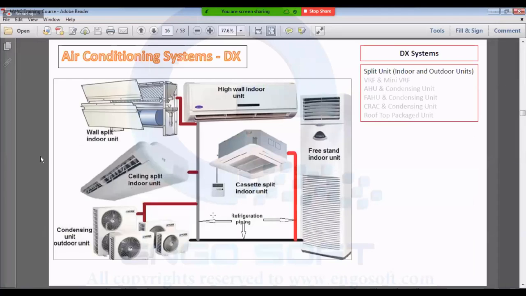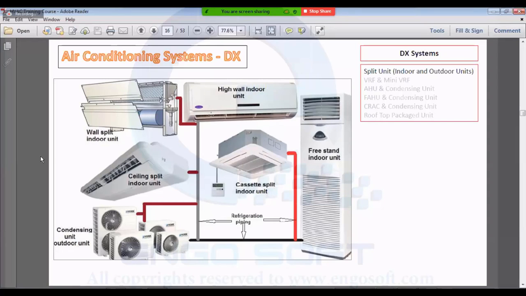So this is the remaining family of the DX unit, which is the split unit. The split unit consists of an indoor unit and an outdoor unit. They are connected together through refrigerant piping or freon piping, right? This is mounted in the balcony or outside your home, and this is mounted inside the room.